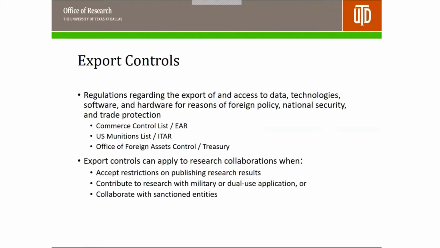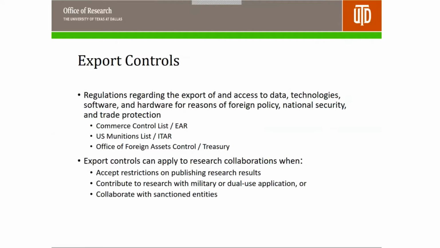And so in terms of when these things become applicable to research collaborations, we're talking about whenever the design of a research project includes technology or equipment or information that has some kind of military or dual-use application, or whenever the research project itself is likely to result in some kind of actual physical item or some kind of technology that would have a military or dual-use application.